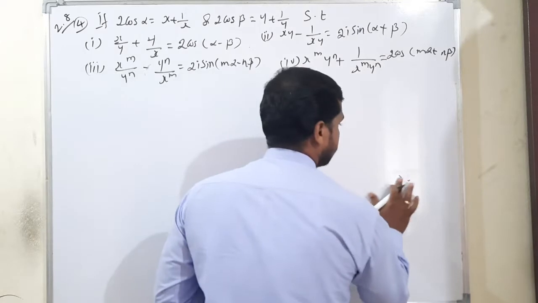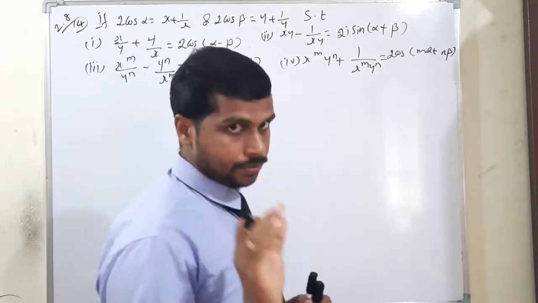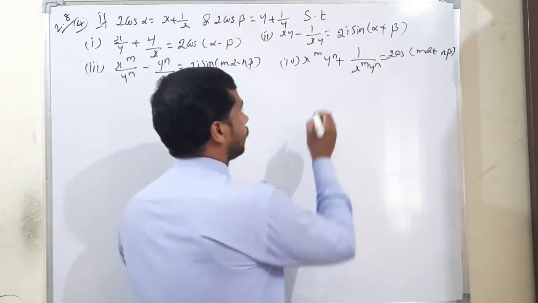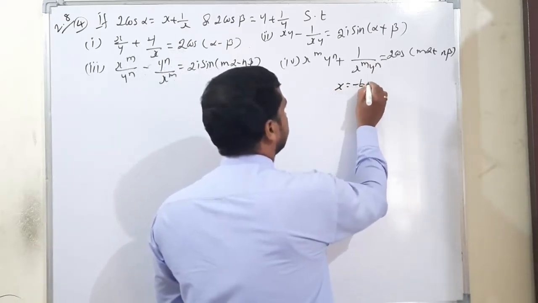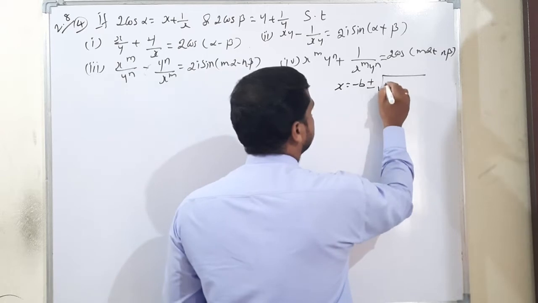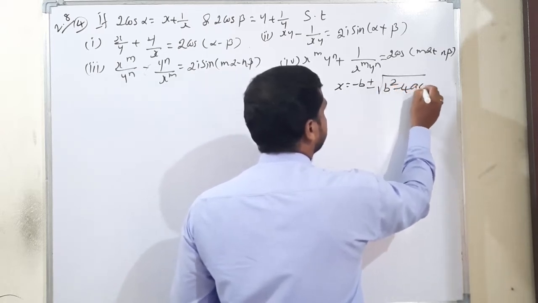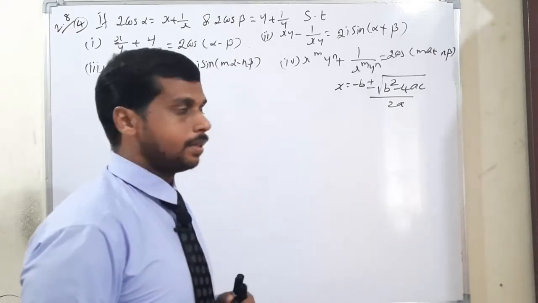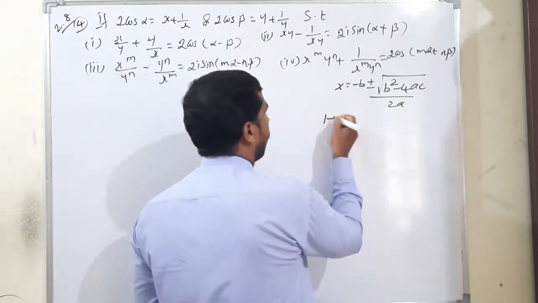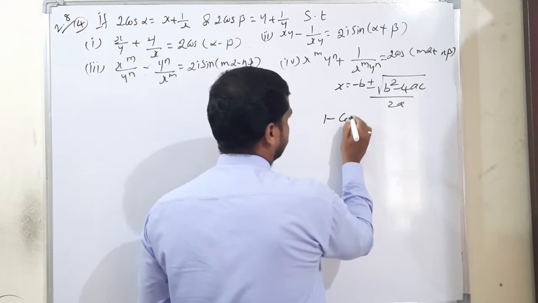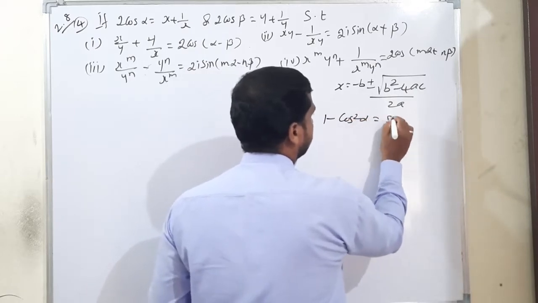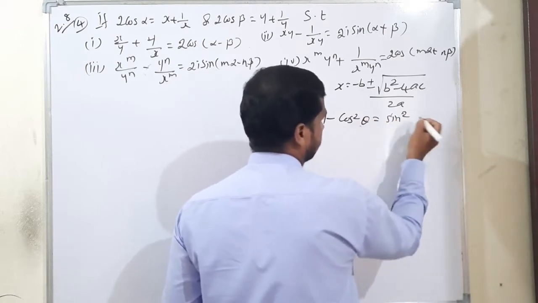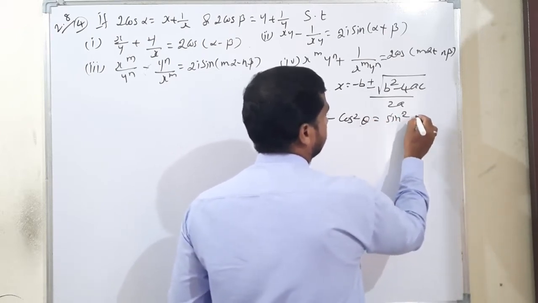Before moving to the condition, you have to understand 5 important points. The 5 important points mean the basic formulas. The first one, the quadratic formula: x is equal to minus b plus or minus square root of b square minus 4ac, divided by 2a. Then the second one, the basic identity: 1 minus cos square theta is equal to sin square theta.